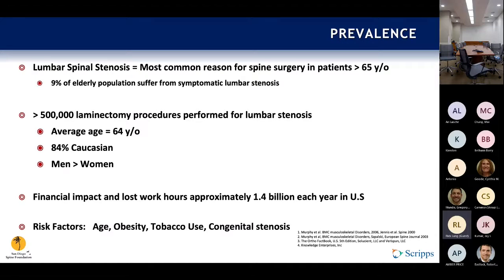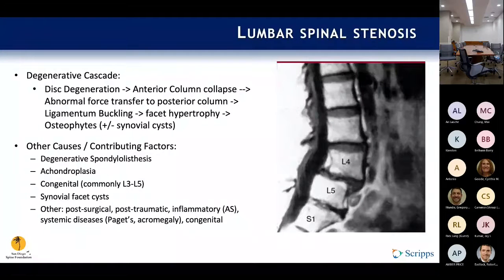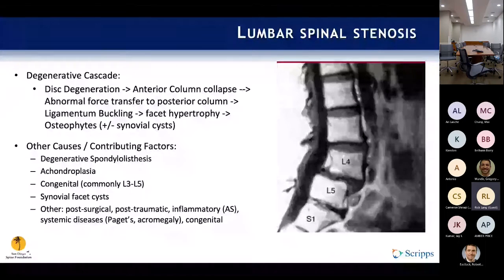Risk factors are age, obesity, tobacco use, and congenital stenosis. It's kind of a degradation cascade. It starts with degenerative disc disease, and then anterior column collapse or just reduction in height, that leads to an abnormal force transfer to the posterior column: ligamentum flavum buckling, facet hypertrophy, and osteophytes with facet overload, plus or minus synovial facet cysts that can also contribute to pathology.